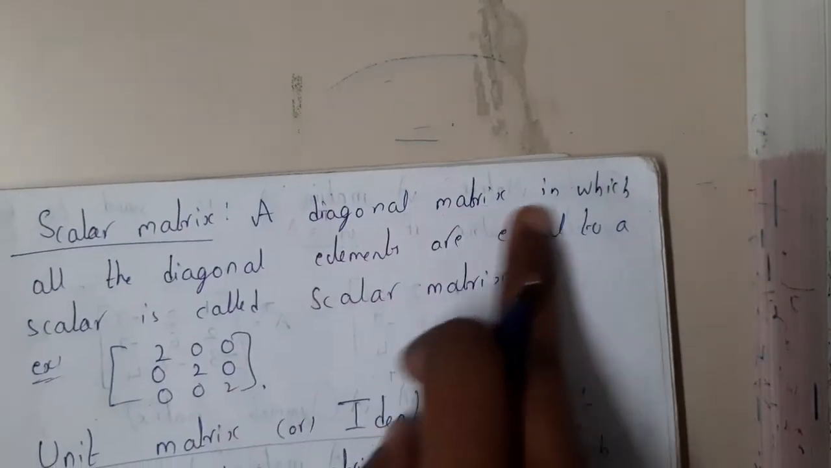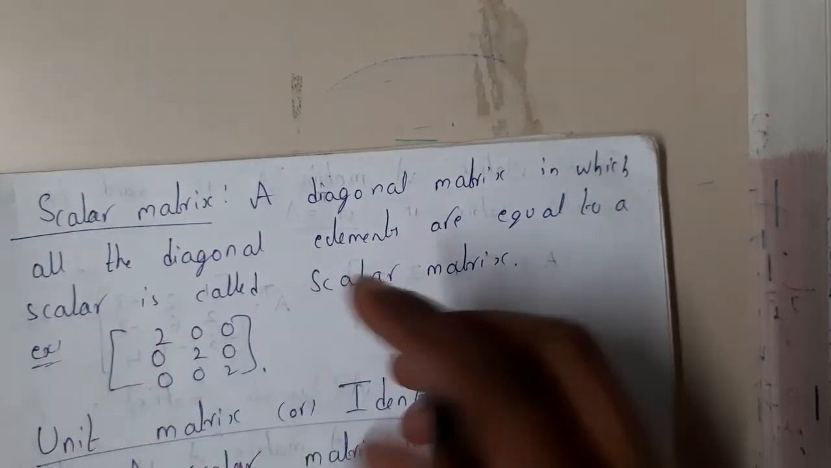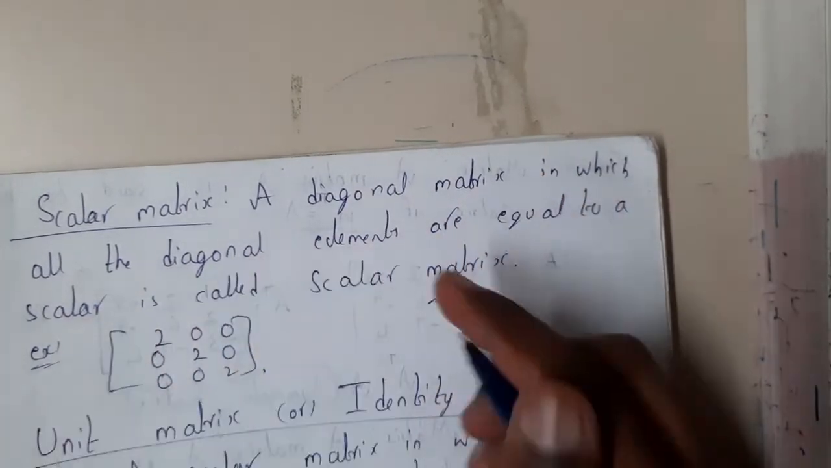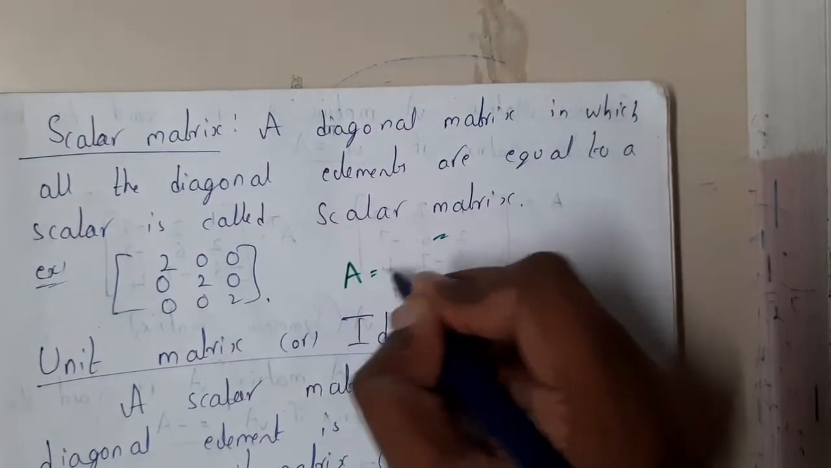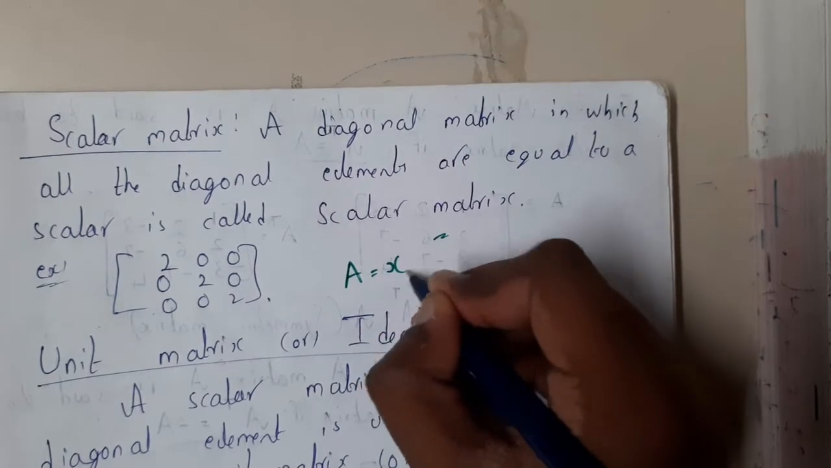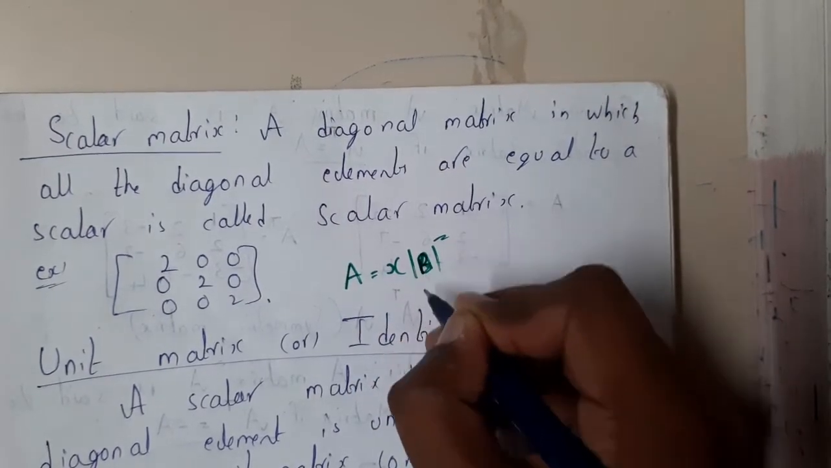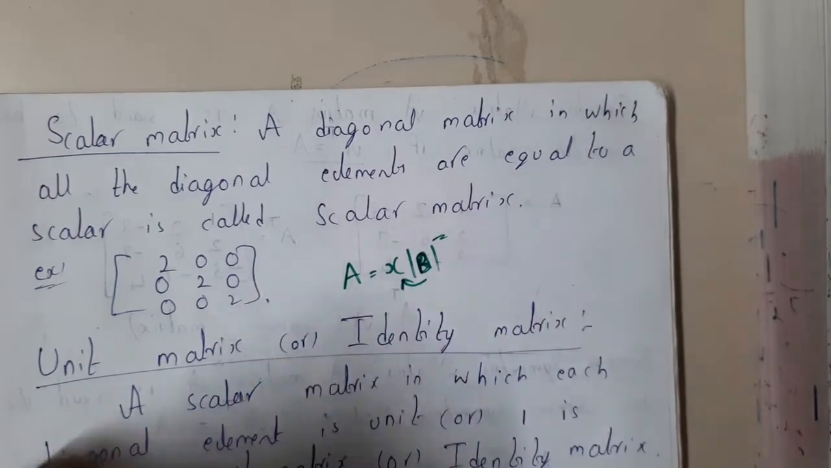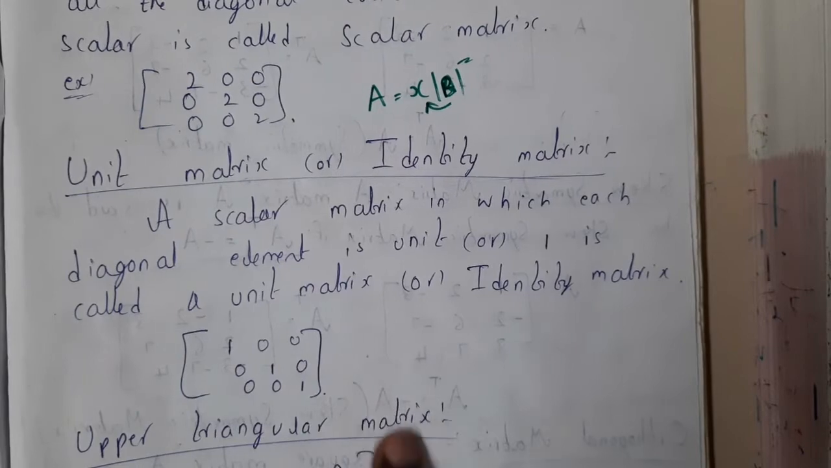Similarly scalar matrix, a diagonal matrix in which all the diagonal elements are equal to a scalar. So basically if you can take something common, if you want me to write it in terms of a formula, A is equal to x into A, guys, x into something. Let me write it B. So you can do these kinds of transformations. In this situation you will be scaling them as a scalar. Unit matrix or identity matrix is the same, where the diagonal is equal to 1.